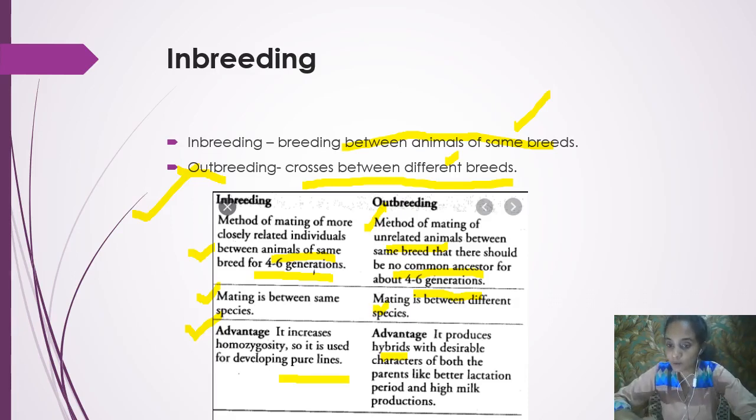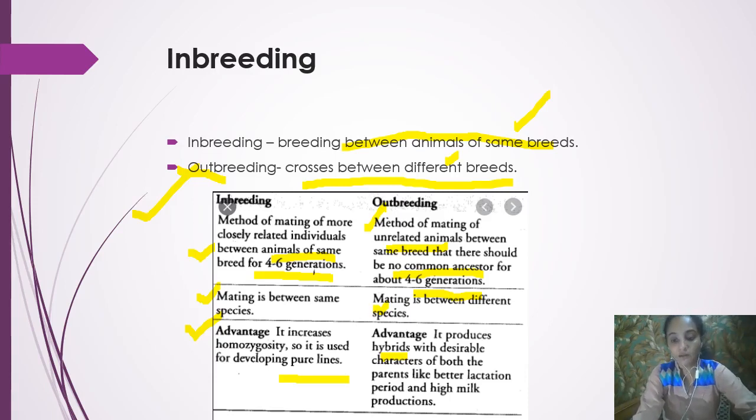But what about inbreeding? Whatever quality we have incorporated into that male and female, the same quality you will get in the next generation. That's why we are calling it homozygous, the same. But here in outbreeding, what we are expecting is the hybrid that can assemble the characters of the male as well as the female. So that is the difference between inbreeding and outbreeding.